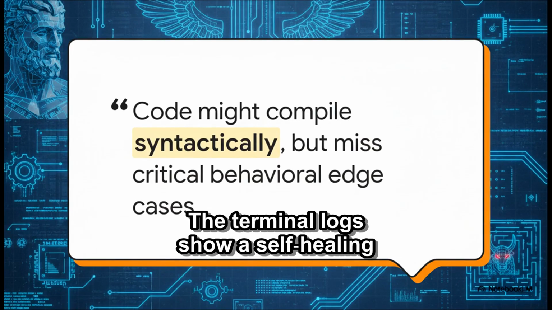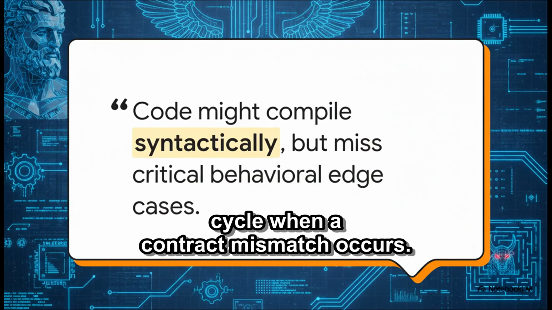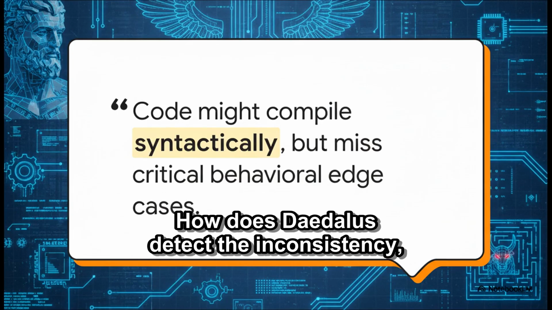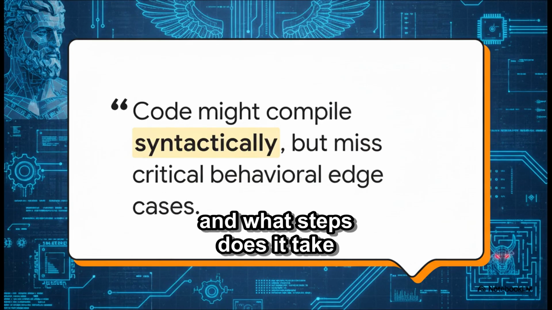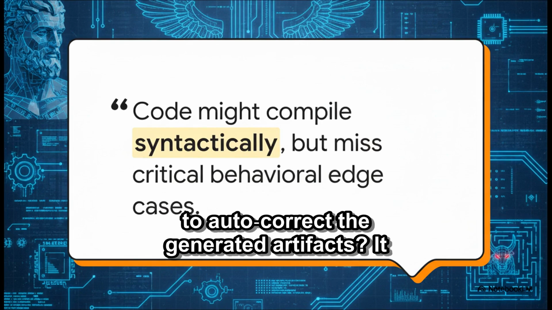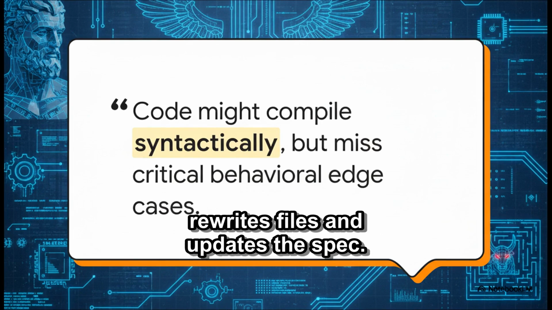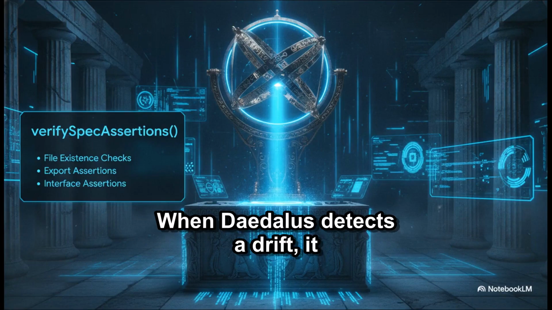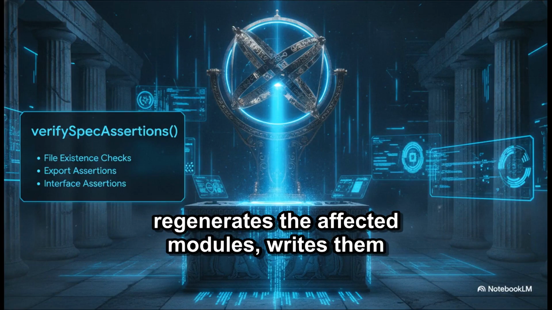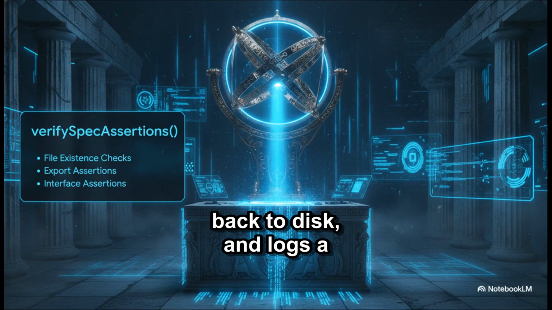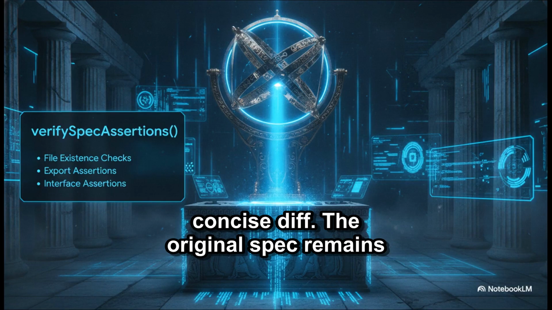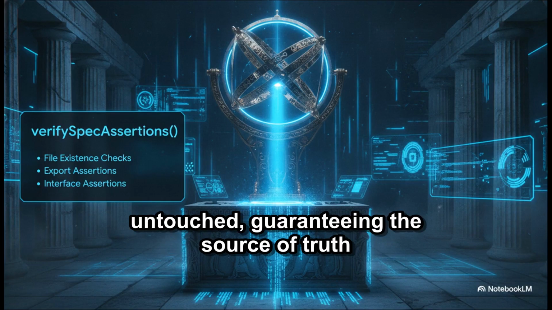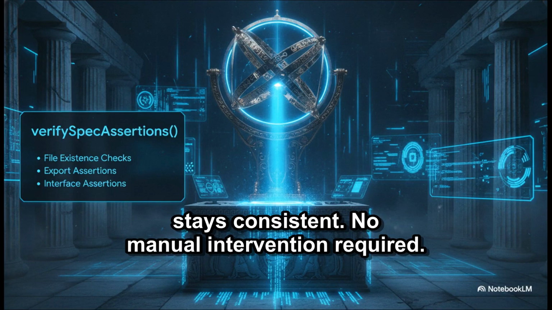The terminal logs show a self-healing cycle when a contract mismatch occurs. How does Daedalus detect the inconsistency, and what steps does it take to auto-correct the generated artifacts? It rewrites files and updates the spec. When Daedalus detects a drift, it regenerates the affected modules, writes them back to disk, and logs a concise diff. The original spec remains untouched, guaranteeing the source of truth stays consistent, no manual intervention required.